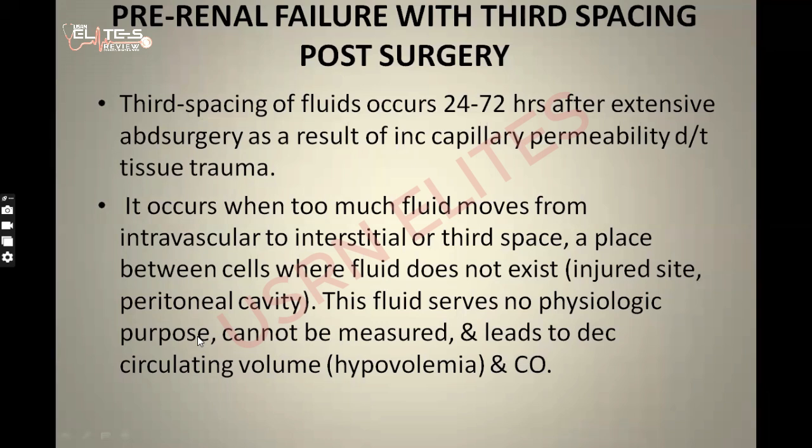And because this fluid is leaving the intravascular space into the interstitial space, the volume within the intravascular space will decrease, leading to decreased circulatory volume, in this case, hypovolemia. And that will also eventually lead to low cardiac output. So that is what we are seeing here. So let's take notes.